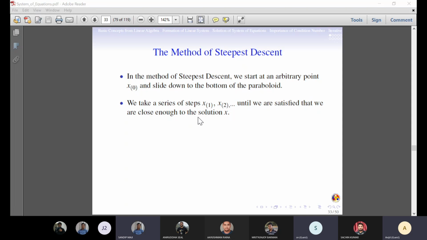No, we are not seeing any slide. Are you showing the method of steepest descent slide, or are you showing something else? No, I am showing from MATLAB. I don't know. Okay, wait. You have to share, I think. I am not seeing anything on my screen. I thought that may be a problem with my computer. Okay, wait. No, sir.